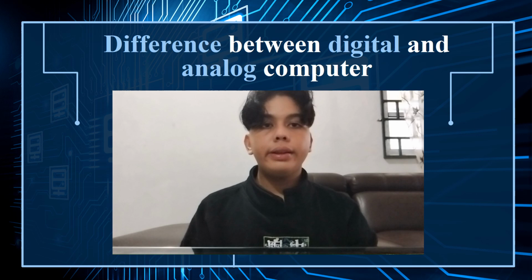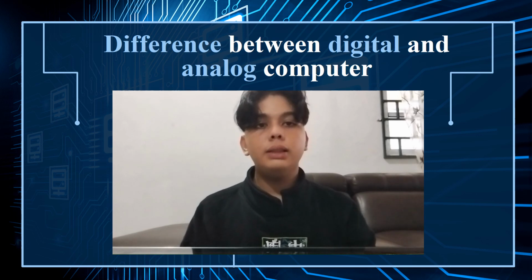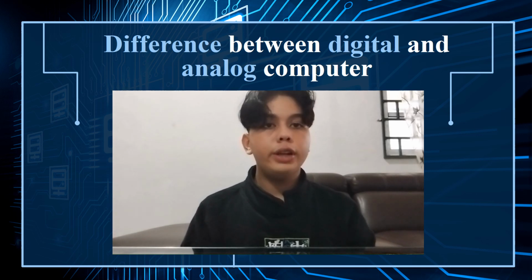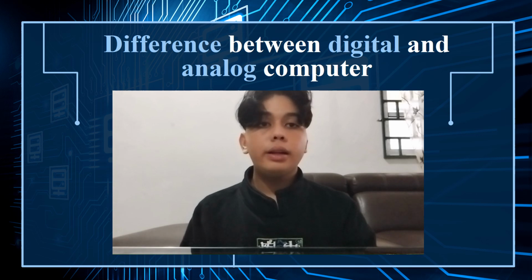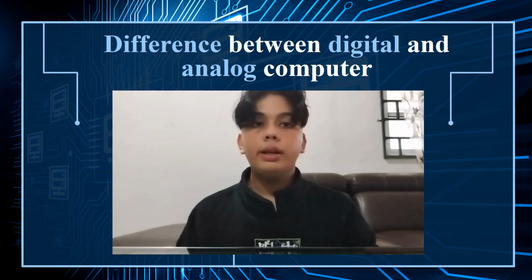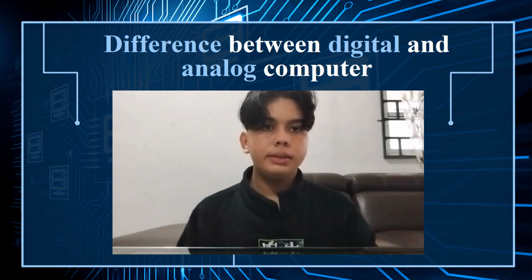In summary, we can say that the main difference between these two is that digital computers operate on discrete values using binary representation, while analog computers work with continuous values and use physical quantities to perform calculations.